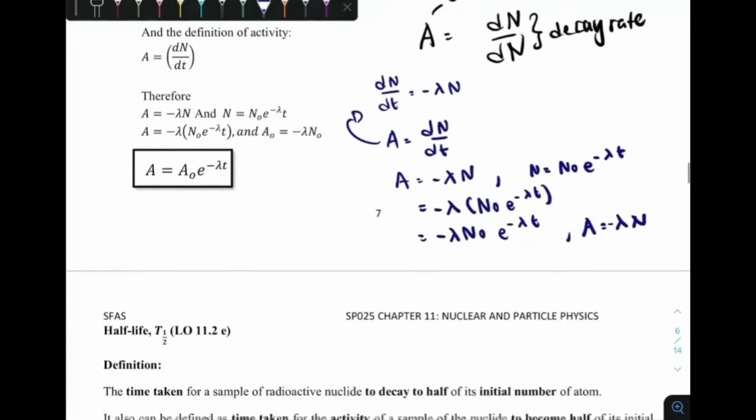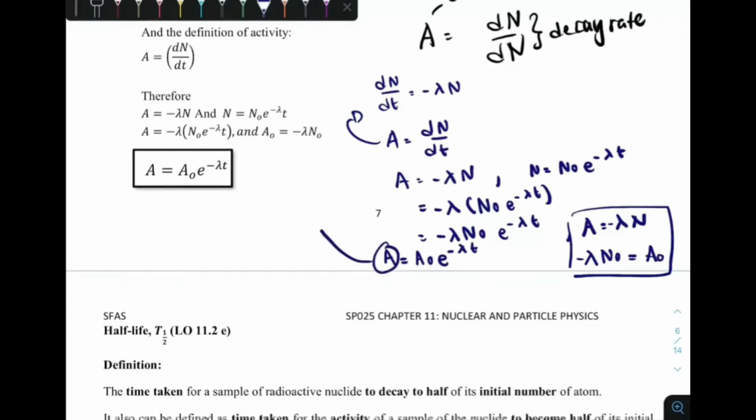Therefore, since we have negative lambda N naught, because it is N naught, we will call it A naught here. So when A equals negative lambda N, then negative lambda N naught must equal A naught here. So this whole process, your activity will now be equal to A naught exponent negative lambda T. Here A is what we call the remaining activity, meaning for the remaining nuclei, what activity it can still do, meaning what process for the subsequent activities. A0 is its original activity here, and then you have the same exponent, lambda is the decay constant, and T here is the duration of the decay process.